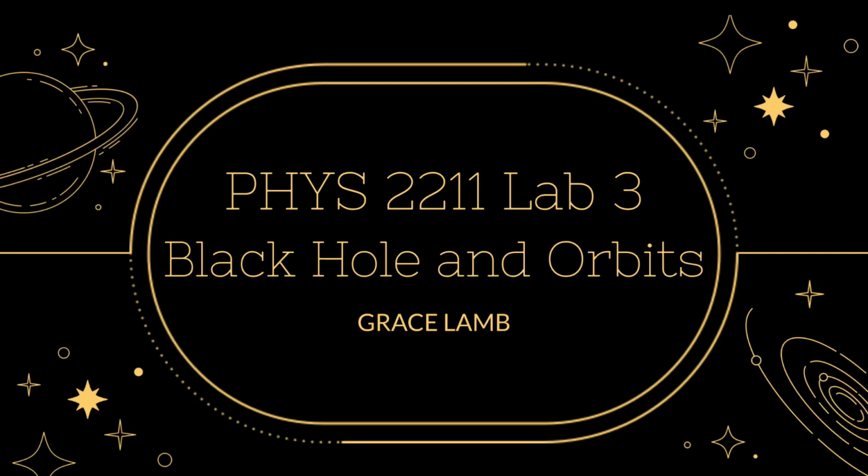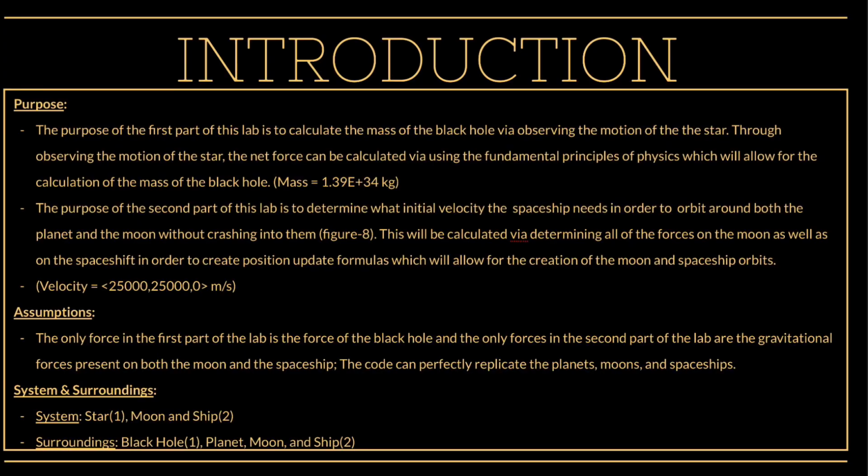This is my Physics 2211 Lab 3 lab report on black holes and orbits. So the first part of this lab, the main goal was to find the mass of the black hole by observing the motion of the star. Through observing this motion, the net force can be calculated using fundamental principles of physics, which would allow for the calculation of the mass of the black hole, which was found to be 1.39 times 10 to the 34th kilograms.